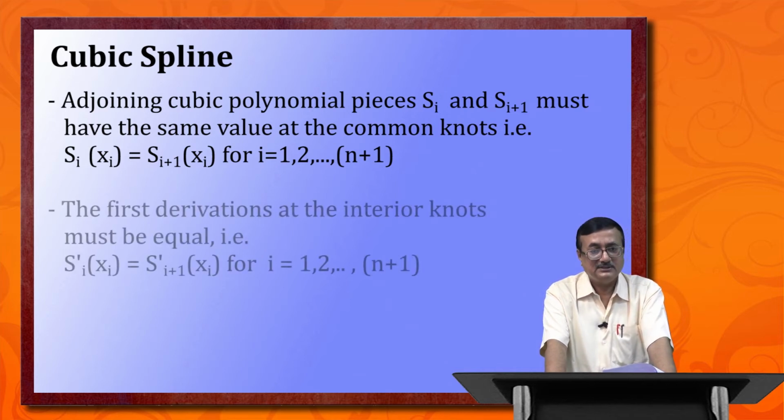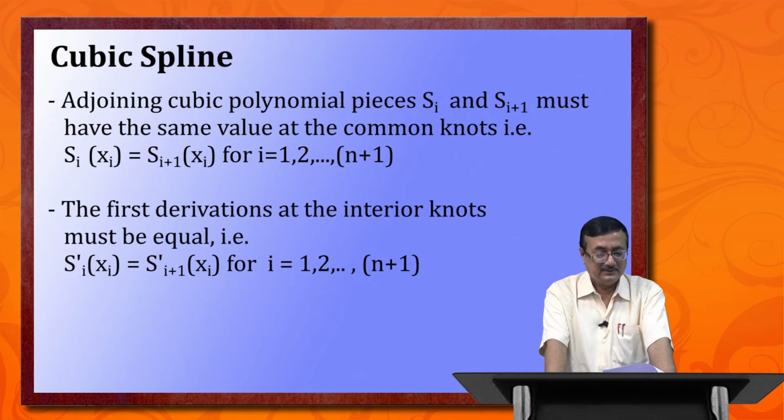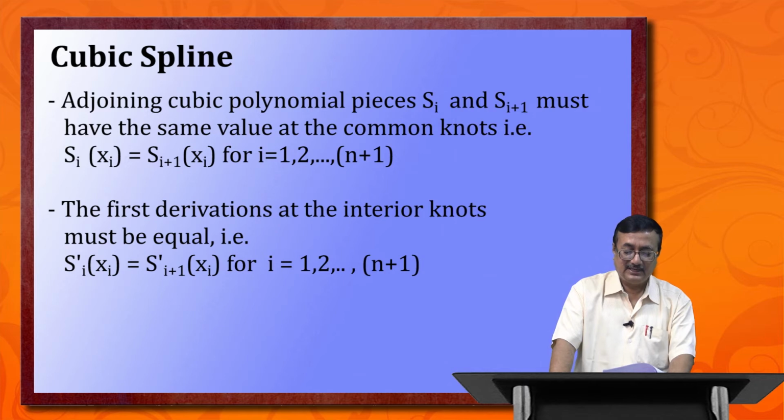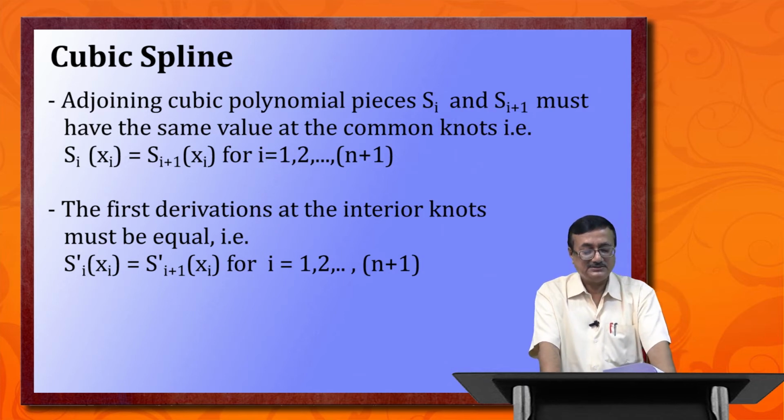The next one is the first derivative. The first derivative at the intermediate knots must be equal, that is Si' at the point x is equal to xi should be equal to Si+1' at x is equal to xi, i is equal to 1, 2 up to n-1. This is for the smoothness at the knot points. There is another n-1 conditions.